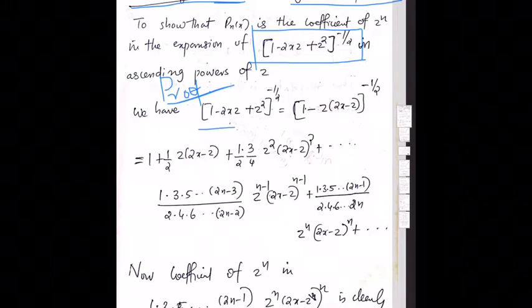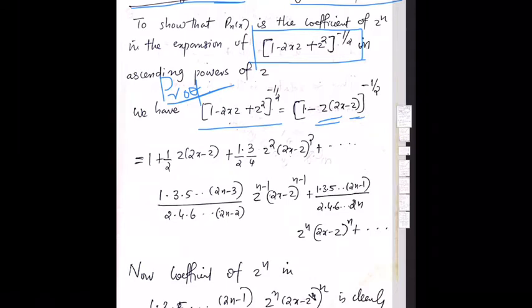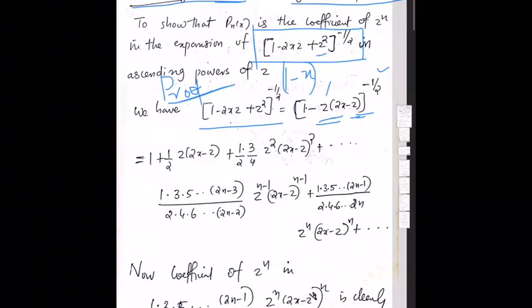So (1 minus 2xz plus z squared) to the power minus half is written as (1 minus z(2x minus z)) to the power minus half. I am taking z as a common factor. Now I am expanding this, like expanding (1 minus x) to the power minus half.